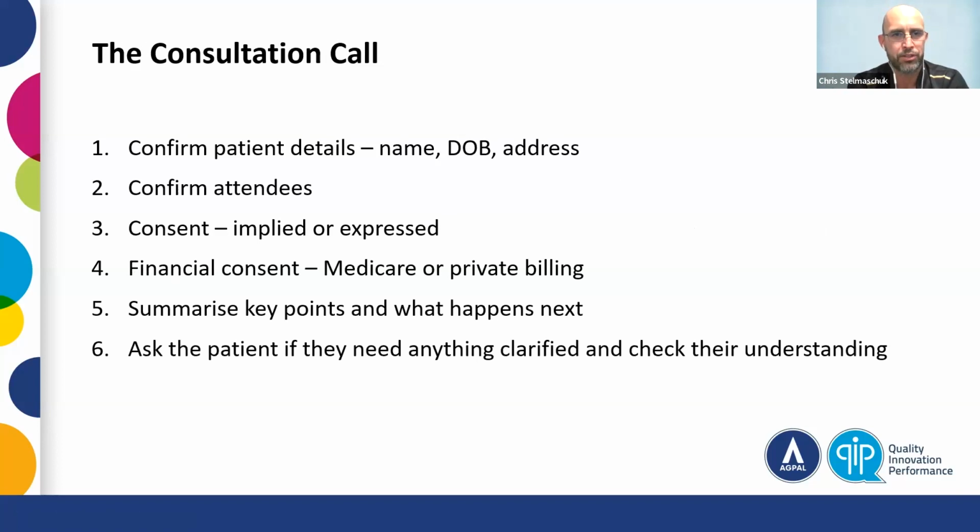All right, so the consultation call, we need to confirm the patient details. So 3 points of identification, which is often name, date of birth, and address. We need to confirm the attendees. So again, if we're doing the RCHs, there's high likelihood there's going to be someone else in the room. So we need to confirm who they are. We need to get consent. We need to document the consent as well, including financial consent.